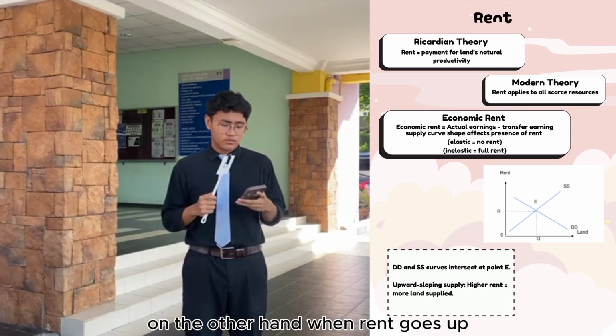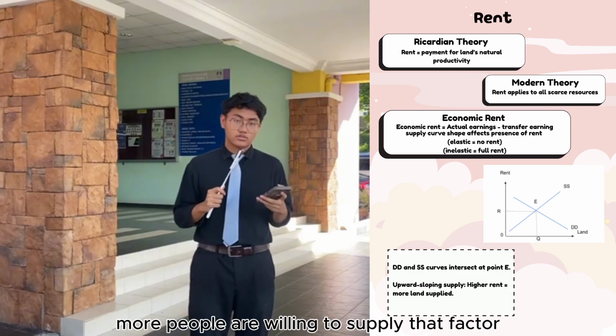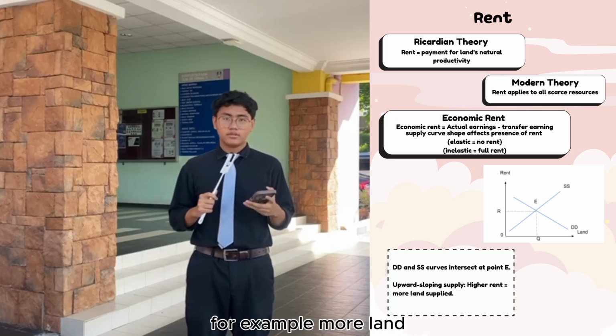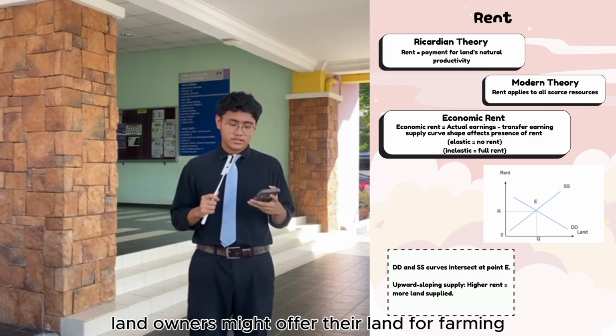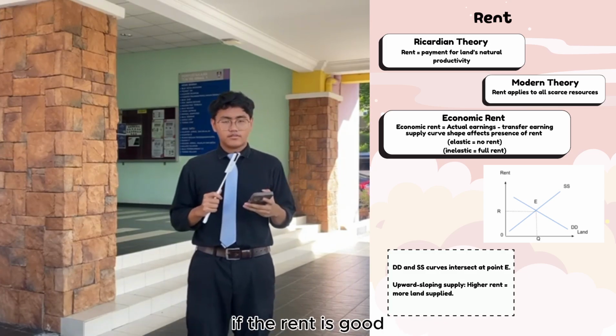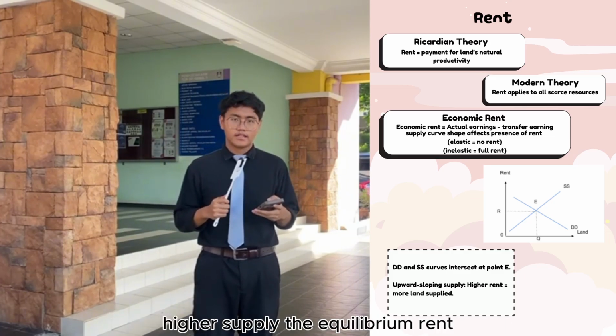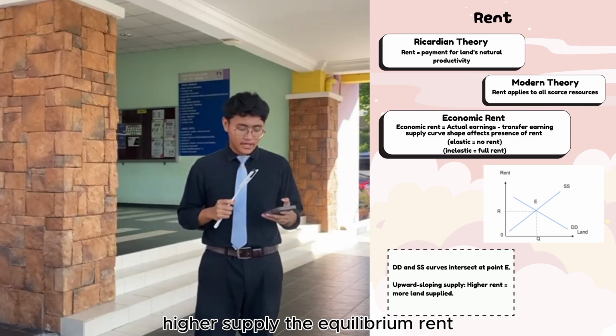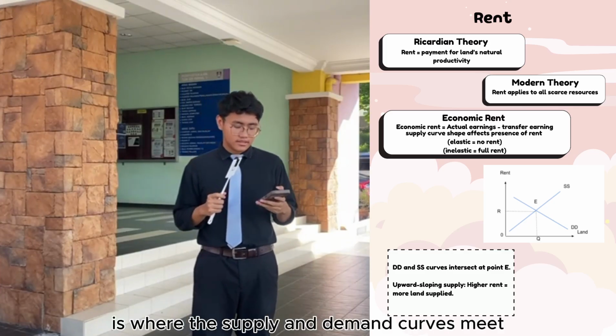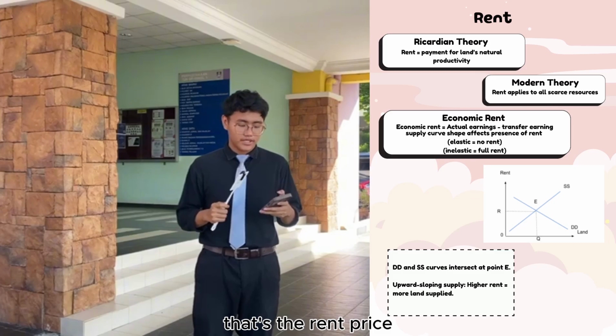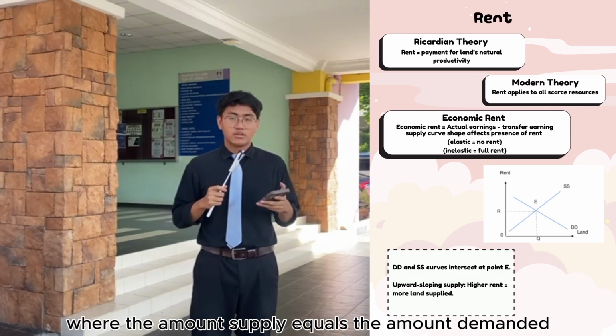On the other hand, when rent goes up, more people are willing to supply that factor. For example, more landowners might offer their land for farming if the rent is good. So the supply curve slopes upward. Higher rent, higher supply. The equilibrium rent is where the supply and demand curves meet. That's the rent price where the amount supplied equals the amount demanded.